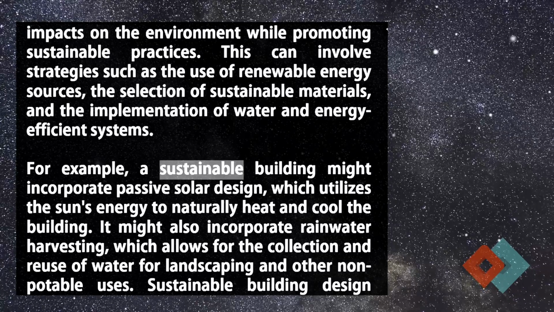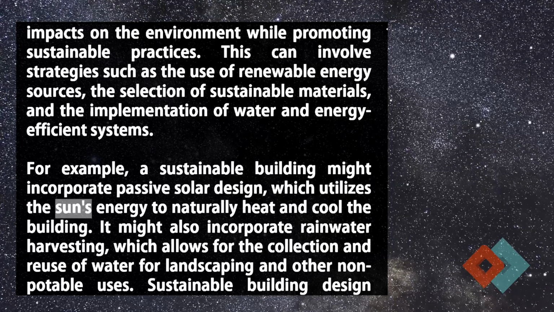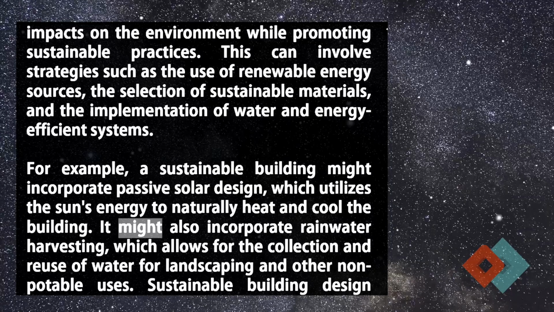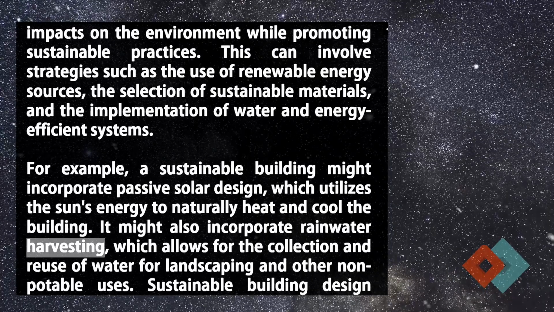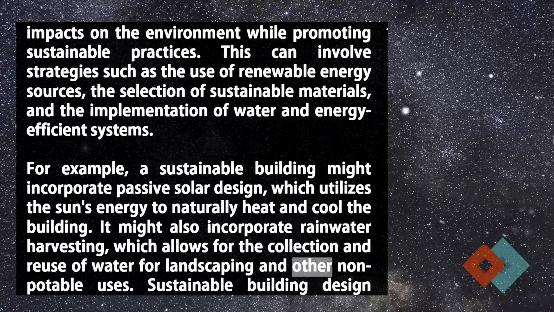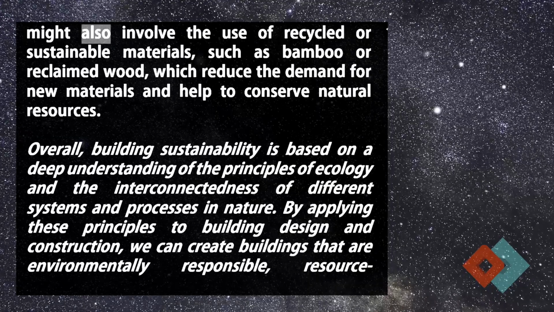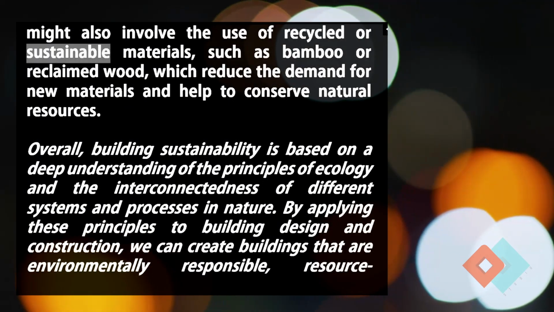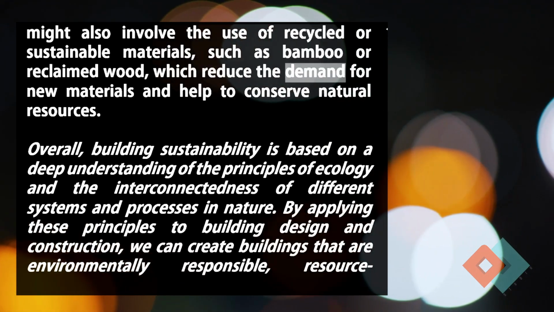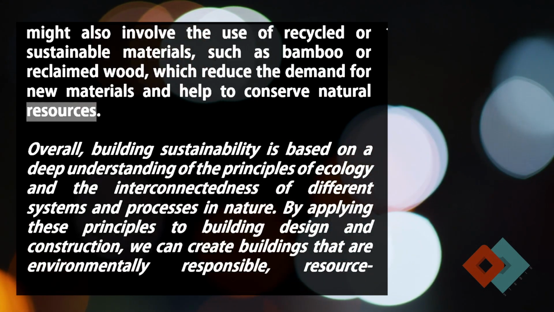For example, a sustainable building might incorporate passive solar design, which utilizes the sun's energy to naturally heat and cool the building. It might also incorporate rainwater harvesting, which allows for the collection and reuse of water for landscaping and other non-potable uses. Sustainable building design might also involve the use of recycled or sustainable materials, such as bamboo or reclaimed wood, which reduce the demand for new materials and help to conserve natural resources.